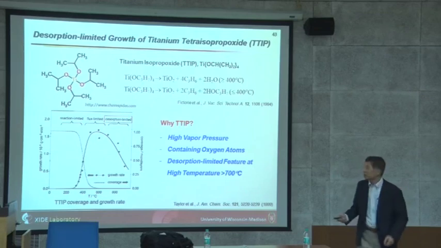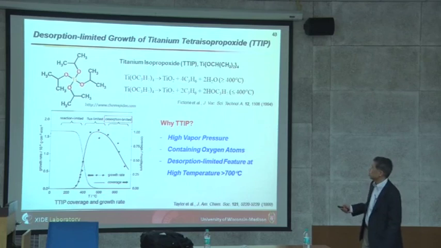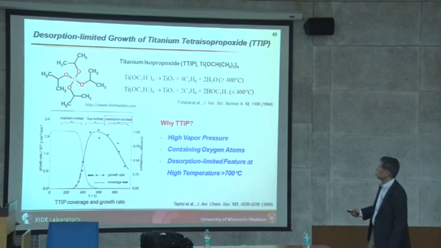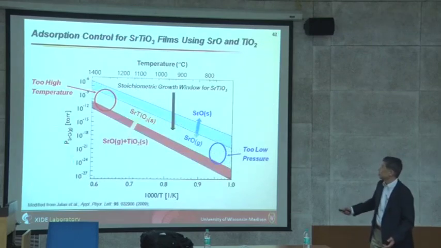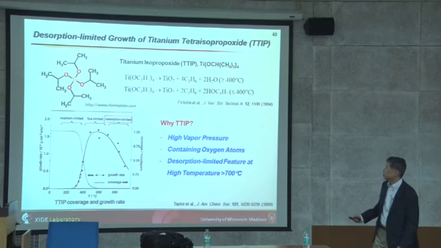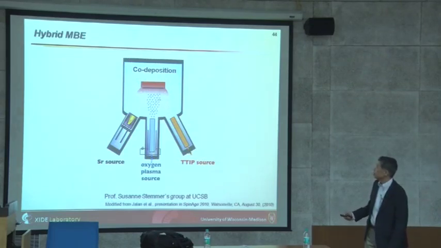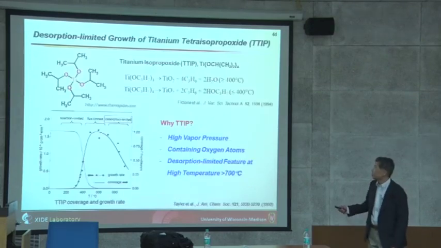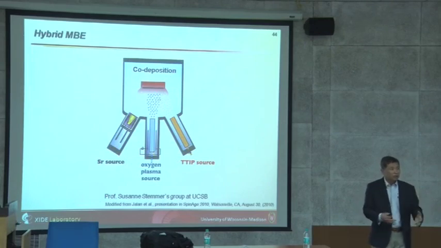The gas comes out, and when it attaches to the surface, it is very volatile on the surface. So with TTIP, which has high vapor pressure and contains oxygen atoms, you can have a dissolution-limited feature around 700 degrees Celsius, which means it's a reasonable growth temperature, rather than this very unreasonable temperature of 1400 degrees Celsius. You can achieve dissolution-controlled growth at a little bit higher than 700 degrees. So this hybrid MBE uses a strontium metal source for the strontium flux, and the flux of TTIP is an organic source. This one has adsorption control, like gallium arsenide and lead oxide, at very low temperature.